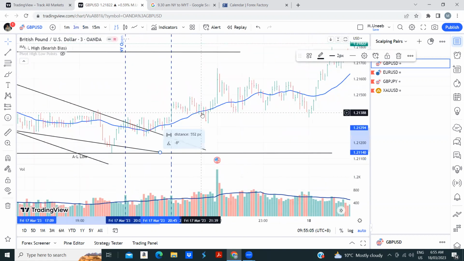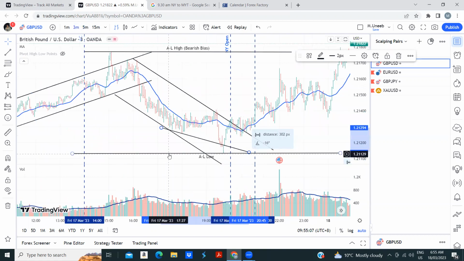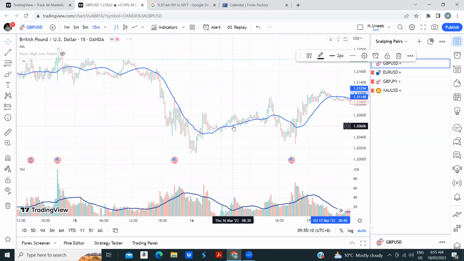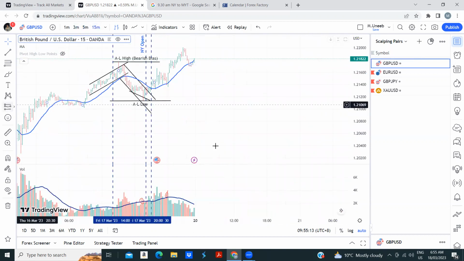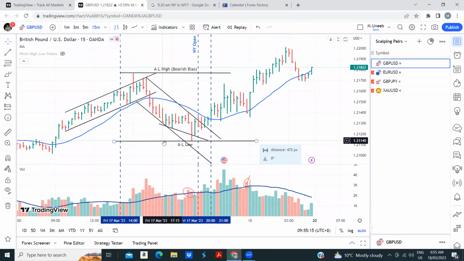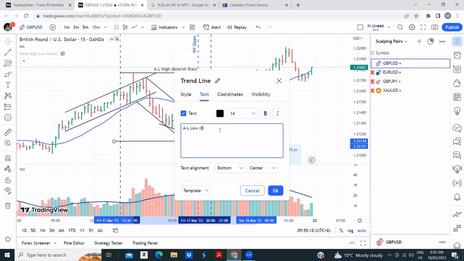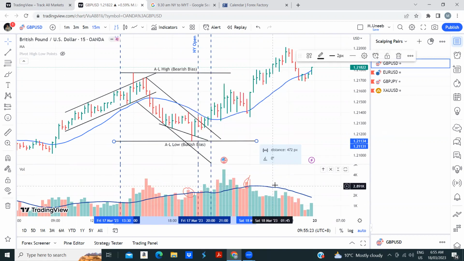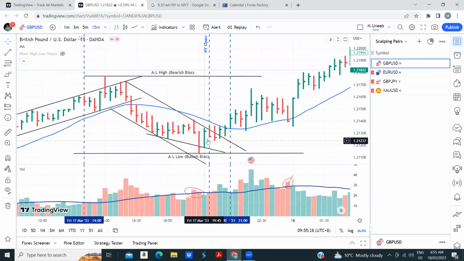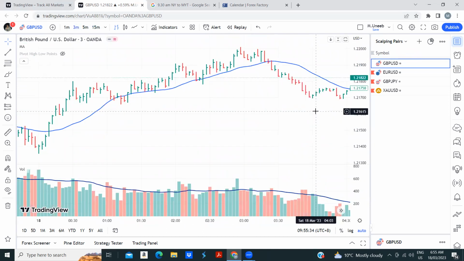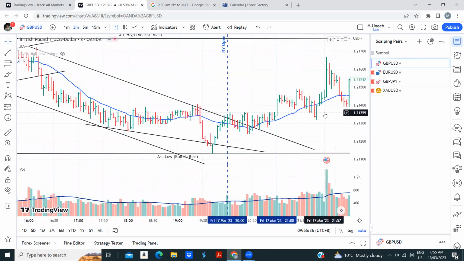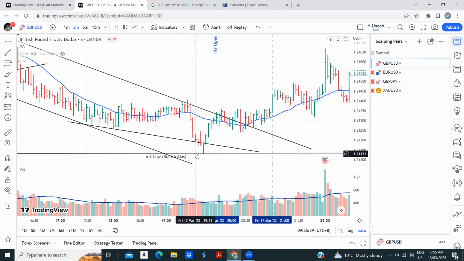Now go to the 3-minute time frame. So at this point here, what do we have? Bearish bias or bullish bias? Bullish. Okay, and we have the bullish bias here. All right, and then the price breaks above, okay? First touch, second touch, third touch, okay? First, second, and third.